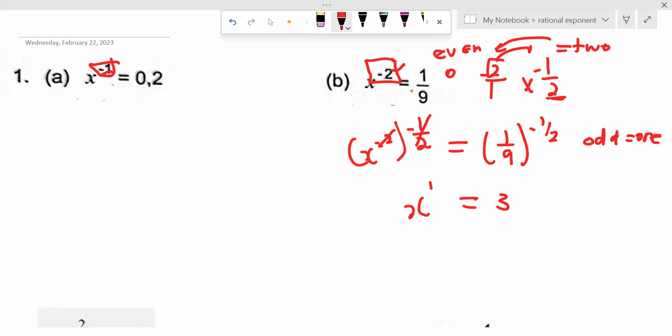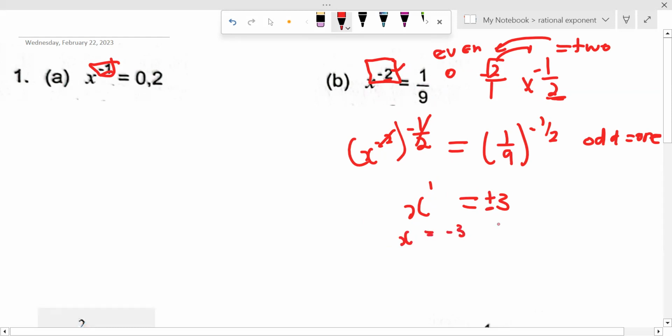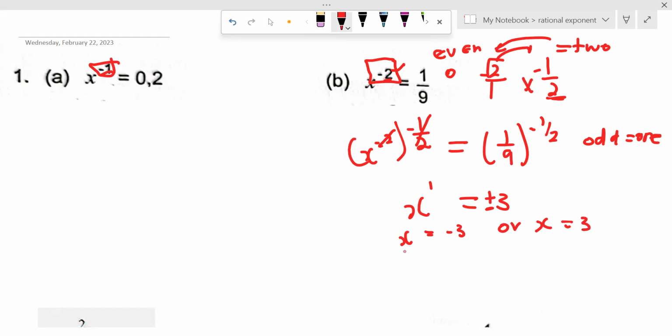Here, because we had 2, an even number, it doesn't matter whether it's negative or positive, as long as it's an even number. An even number is a number which is divisible by 2. If it's divisible by 2, then your answer should have a plus and a minus. So basically you can say x is going to be -3 or x is going to be equal to 3. You don't have to do this step, but it makes it clear that you have two answers here.